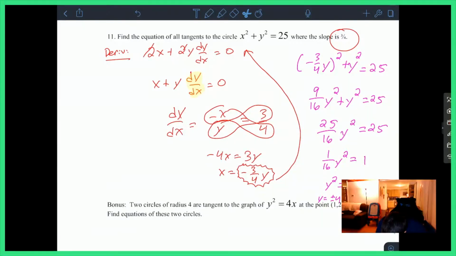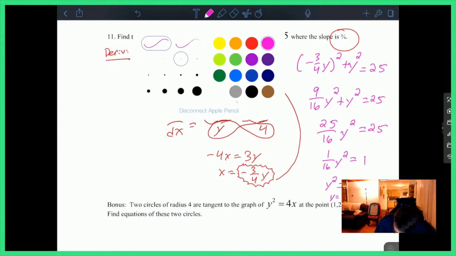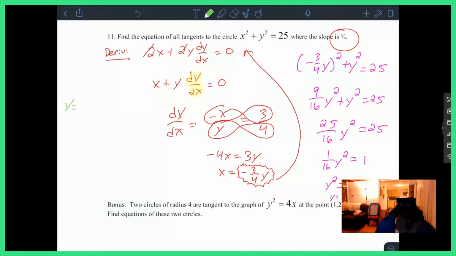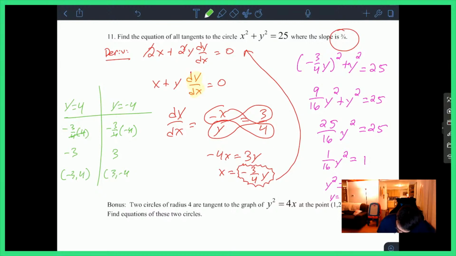I lost that part of the equal sign. Let's go to a different color here. Let's suppose that y is equal to positive 4 and y is equal to negative 4. Let's make a little chart here. Negative 3/4 times positive 4, negative 3/4 times negative 4. This one's going to work out to negative 3, and this one's going to work out to positive 3, giving me the coordinate points negative 3, 4 and positive 3, negative 4. These are the coordinates of the tangents.